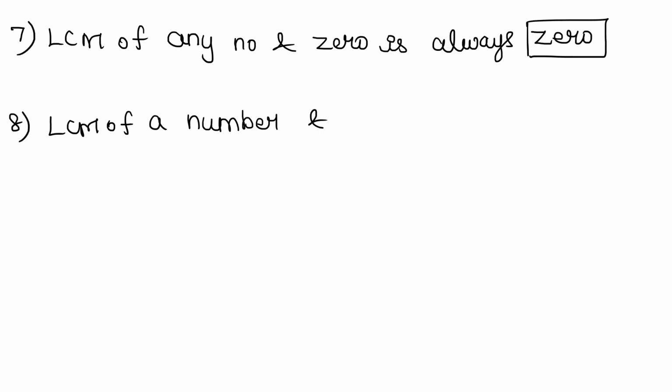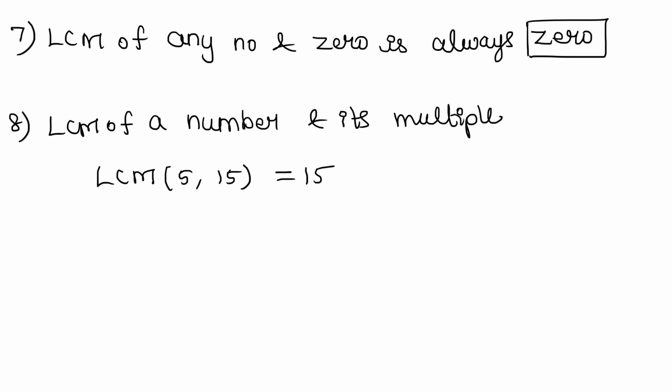Then the last one: the LCM of a number and its multiple. Hope you understood what multiples are. When you take the 2 table, 2, 4, 6, 8, all these are multiples of 2. If you take the LCM of a number and its multiple, it will be the larger number itself. For example, the LCM of 5 and 15 will be 15 itself, the larger number. Simply, when one number is a multiple of another, the LCM is simply the larger number. So that is very easy.